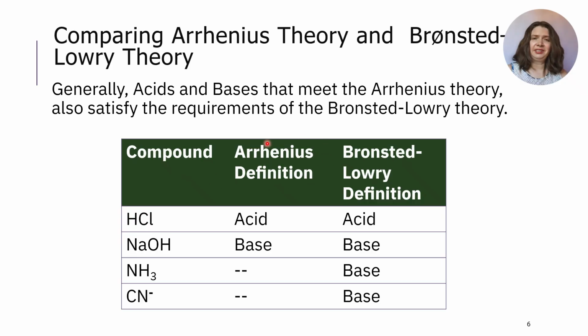Let's compare the Arrhenius and Bronsted-Lowry definitions. Every Arrhenius acid is also a Bronsted-Lowry acid. Every Arrhenius base is also a Bronsted-Lowry base. However, the Bronsted-Lowry definition includes some additional substances that can act as bases, such as NH3 and CN-, even though they do not contain hydroxide ions. Because of this, the Bronsted-Lowry theory provides a more complete description of acid-base chemistry.